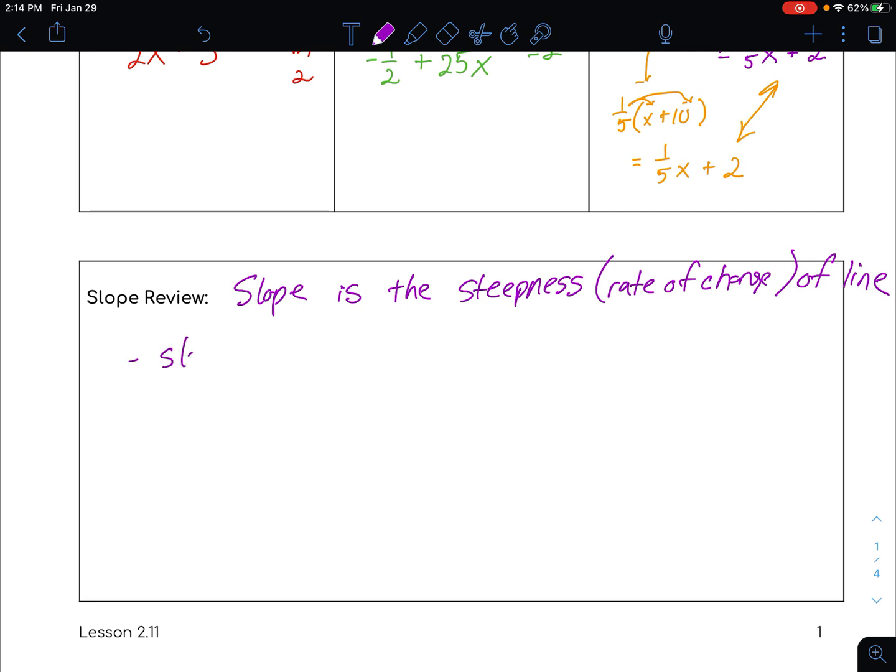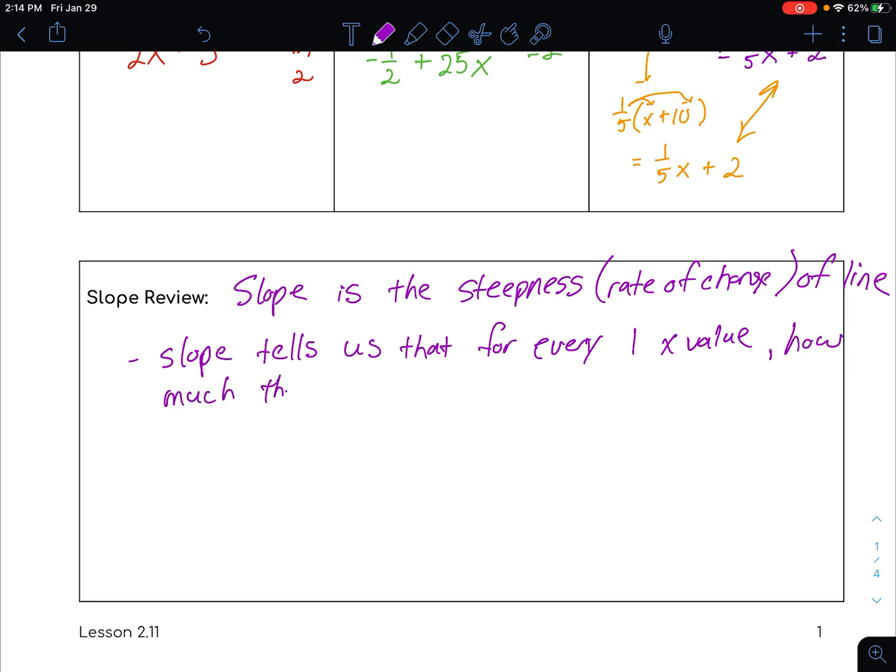And what does slope tell us? Slope tells us that for every one x value, how much the y value is increasing or decreasing. So the slope really breaks it down into, for every one x, what's happening to the y. Is it going up or down by how much?